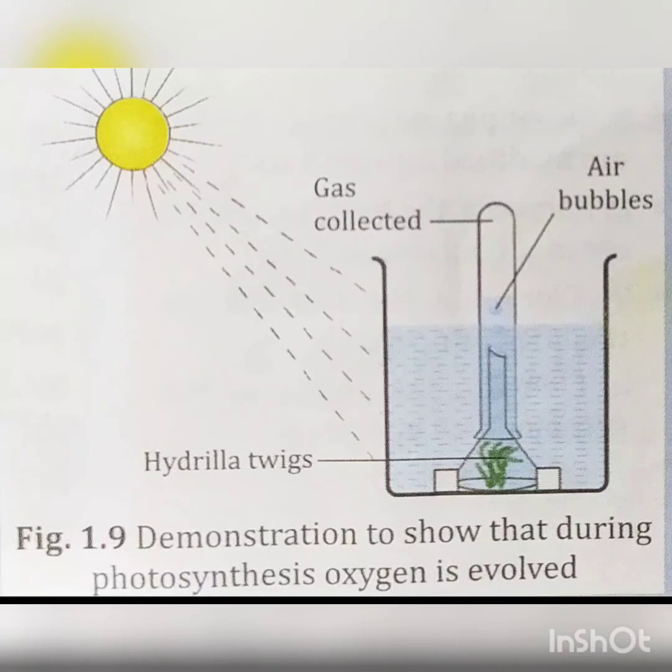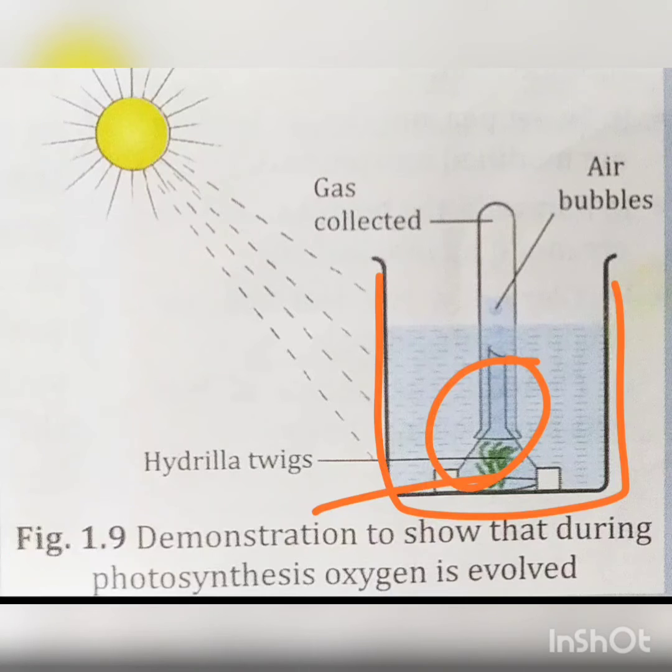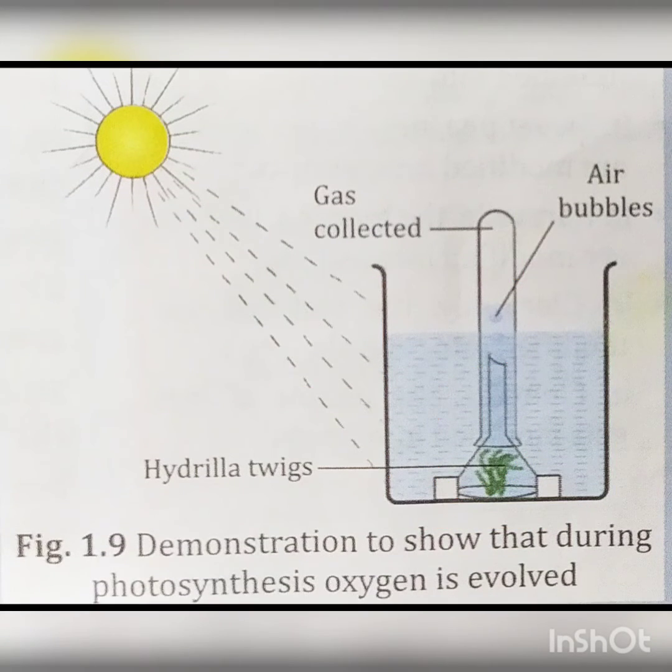Now we will do an experiment to prove that during the process of photosynthesis, oxygen is evolved in the green plants. For this, the materials required are hydrilla twigs, a beaker, a glass funnel, a test tube, pond water, and a glowing splinter. We take a beaker and fill 3/4 of it with the pond water. We take some freshly cut hydrilla twigs and insert them in the nozzle from below the stem of a glass funnel.